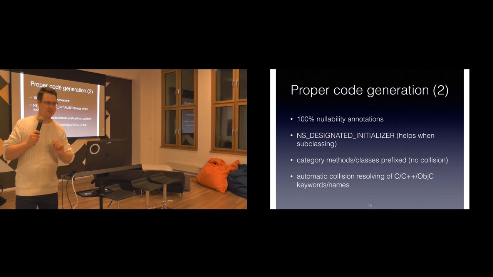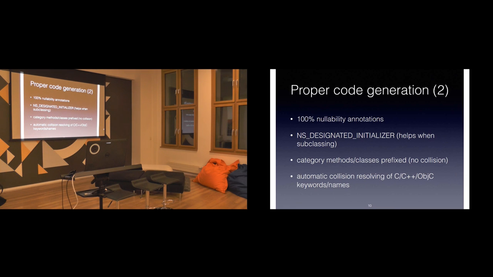But there's more stuff. So recently I've added 100% of all methods with nullability annotations, because I think it's very helpful. Also, I make use of the NS_DESIGNATED_INITIALIZER, which helps you when subclassing, like which method you should call at the initialization at the end to return a properly constructed object. There are prefixes for all category methods I wrote, so they don't collide with anything else. Usually in most projects I've not seen this.